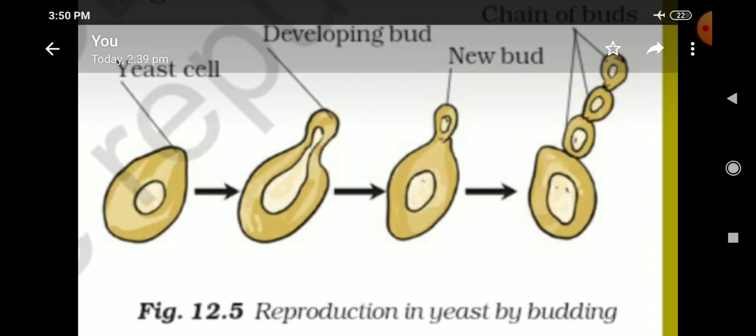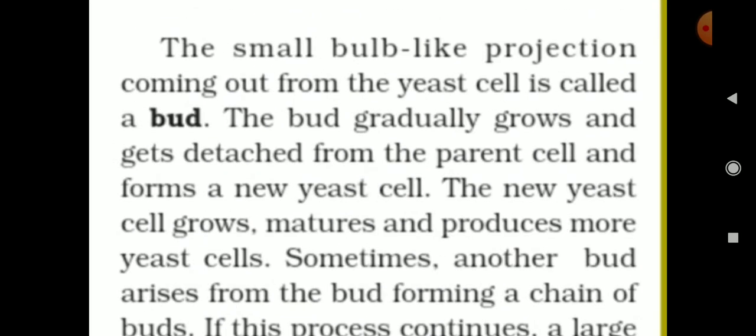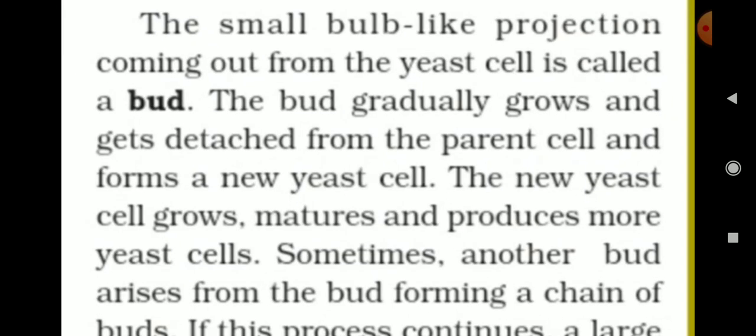Are you clear? Okay. The small bud-like projection coming out from the yeast cell is called a bud. Underline the word. What is meant by bud? The small bud-like projection coming out from the yeast cell is called bud. The bud gradually grows and gets detached. Students, all of you bracket the word. What is meant by bud? The small bud-like projection coming out from the yeast cell is called bud.